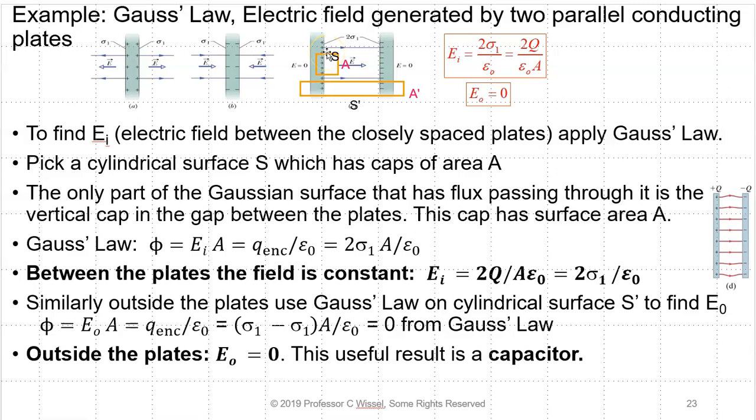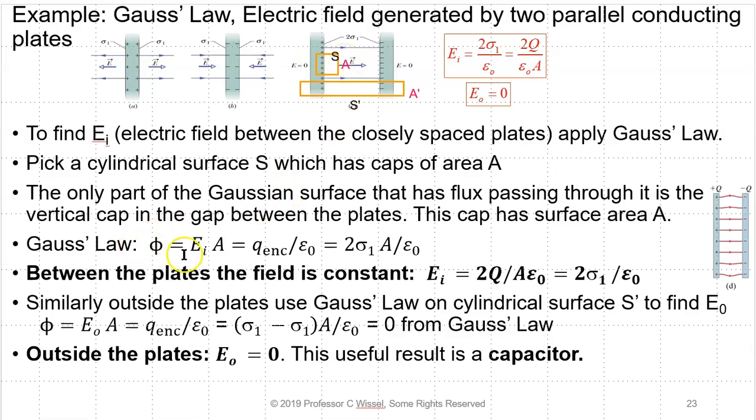we're going to apply Gauss's law to do this. We'll pick a cylindrical surface S, which has caps of area A. The only part of the Gaussian surface that has flux passing through it is the vertical cap right here in the gap between the plates. This cap has surface area A. For the cylinder itself, the area is parallel to the electric field, so the flux is 0. There's no electric field inside the plate, so that's 0 there. So the only contribution is this cap right here of area A.